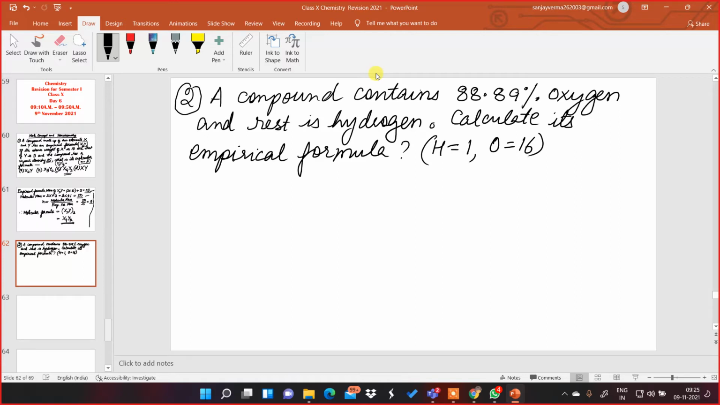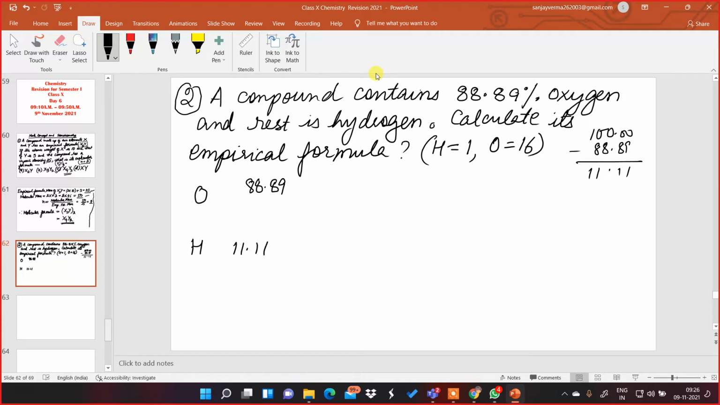Now the two elements are oxygen and hydrogen. The percentage of oxygen given is 88.89. The percentage of hydrogen is not given, so to get it, 100 minus 88.89. If you subtract this, you will get 11.11. So the percentage of hydrogen is 11.11.